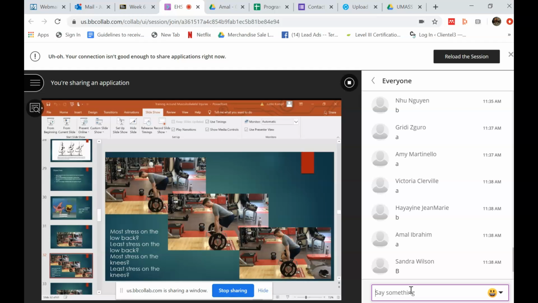So yes, because look at the moment arms and the stress that's going to be placed on the low back, and the answer is going to be A. So the top left one. What about which one's going to place the least stress on the low back? A, B, or C? Least stress on the low back.